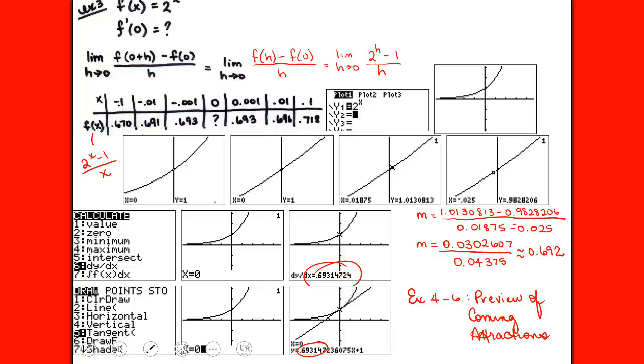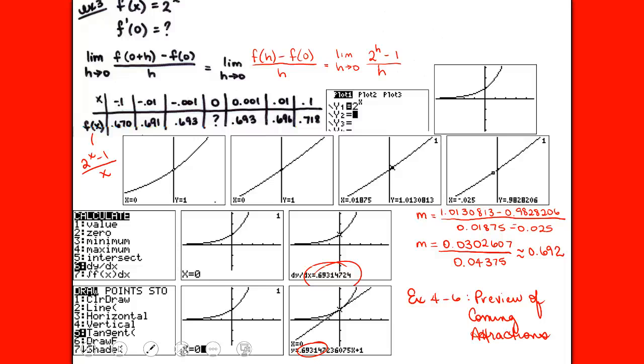Examples 4 through 6 give us what I call a preview of coming attractions. Over on page 132 on the top of the page, they reiterate what we've already said, that derivative is the same thing as instantaneous rate of change with respect to x when x equals a. But there's something that they kind of slide in. Below that definition on the top of 132, you've got 2 paragraphs. Look at the second paragraph that starts with in particular.